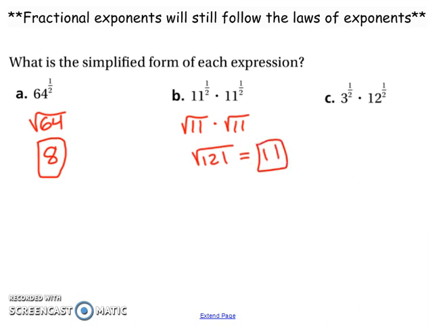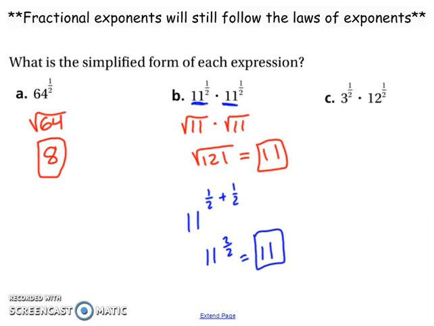Another way to get it, since the bases are the same, since I have 11s as my bases and I'm multiplying, I can add my exponents. So I would end up with 11 to the 2/2, which would just be 11 to the first power, which would be 11. So I get the same answer either way.